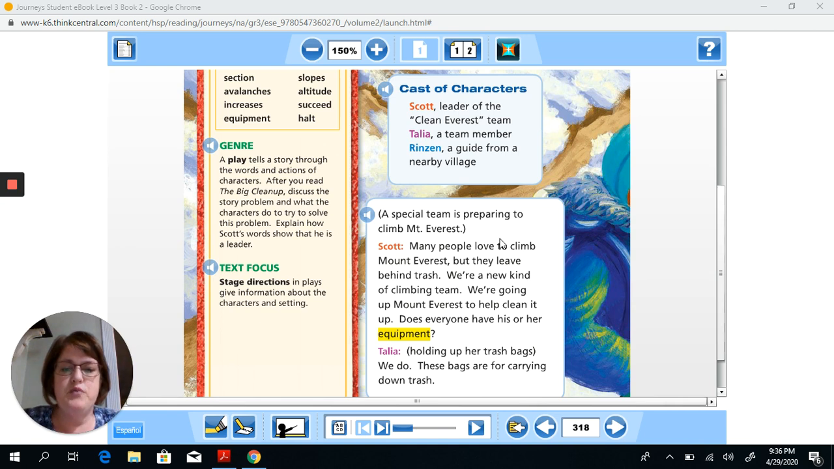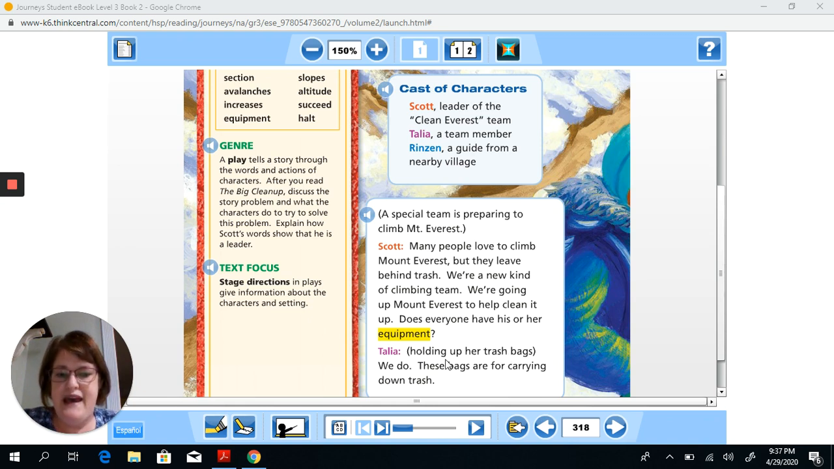Let's see here. I am going to read this. Scott says, many people love to climb Mount Everest, but they leave behind trash. We're a new kind of climbing team. We're going up Mount Everest to help clean it up. Does everyone have his or her equipment? We can tell that Scott is the leader because he's telling everybody what their job is going to be, and he's making sure that everyone has their equipment.